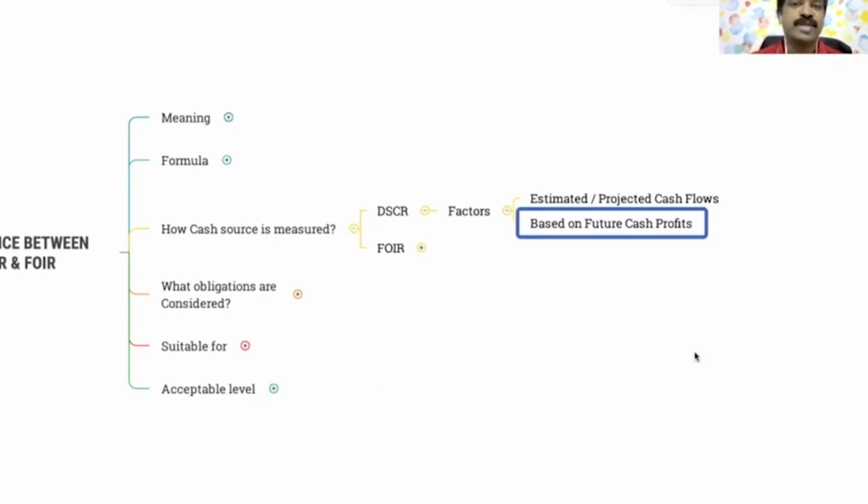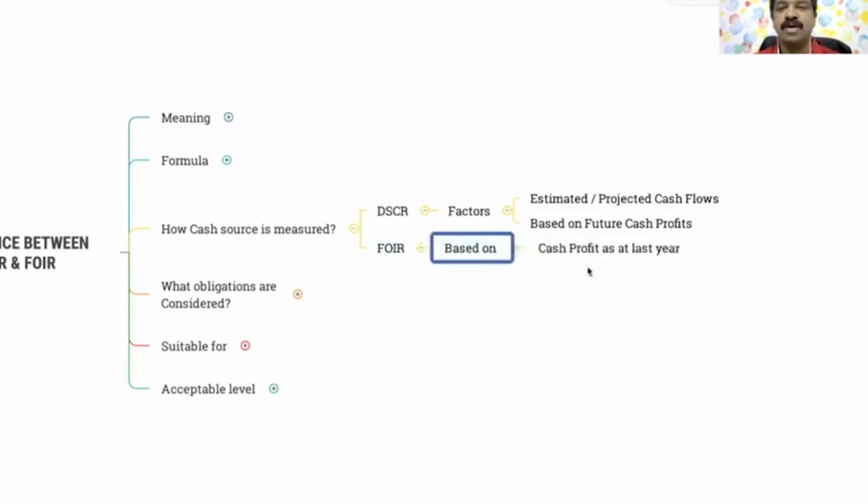Okay, in those cases DSCR will work out. Even for existing businesses which are going for expansion, it's possible that their cash profit can increase from their present level. In those cases also DSCR will work out. But wherever this FOIR ratio is used, it is always based on cash profit as at last year. It will be pegged at that level.